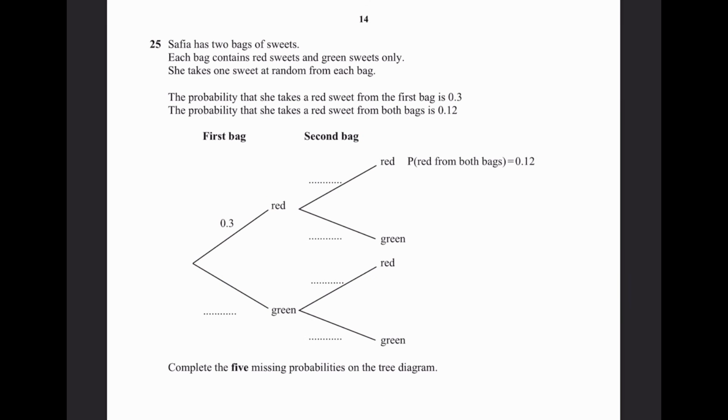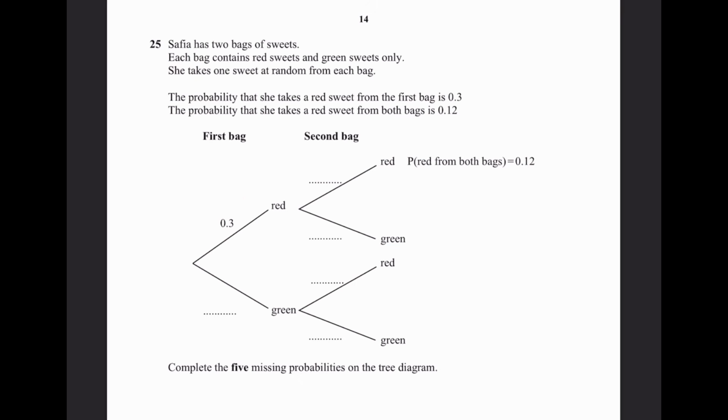Safia has 2 bags of sweets. Each one contains red and green sweets only. She takes 1 sweet at random from each bag. The probability she takes a red sweet from the first bag is 0.3, and the probability she takes red from both bags is 0.12. Complete the 5 missing probabilities on the tree diagram.